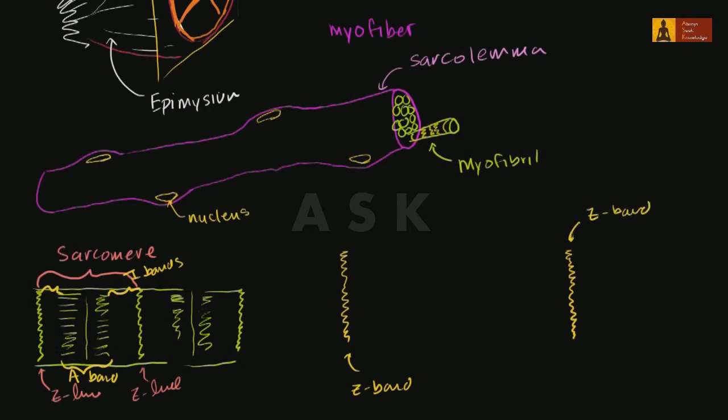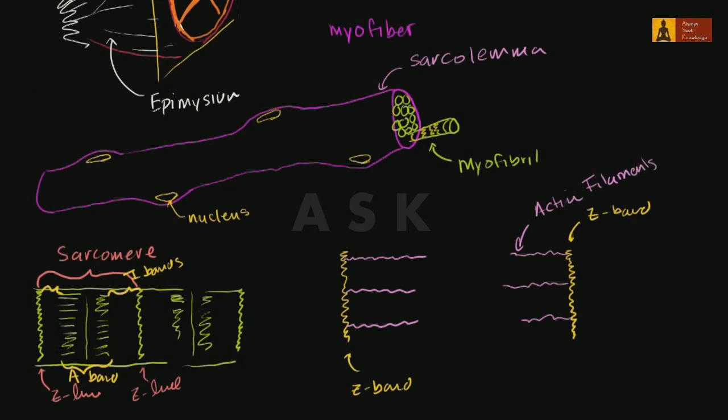Then you have your actin filaments. Now we're getting to that molecular level that I talked about. So you'll have your actin filaments. I'll draw them like that. I'll just draw a couple. You have your actin filaments that look like that. Let me label it. So these are the actin filaments.